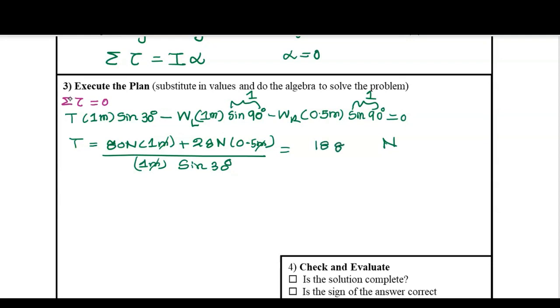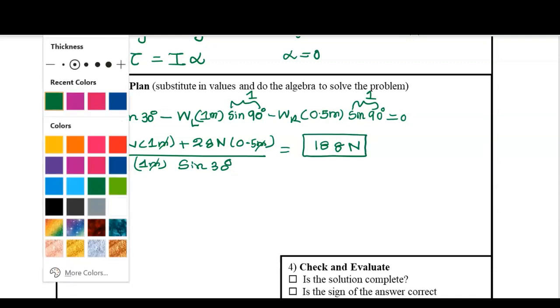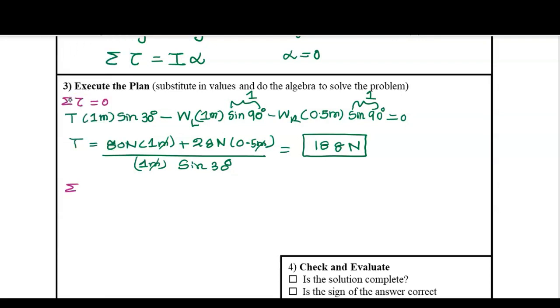So if you solve for the tension force, you will get 188 newtons, as we expected. We get newtons for the unit. And the direction is already known. It is acting at 30 degrees above the negative x direction.